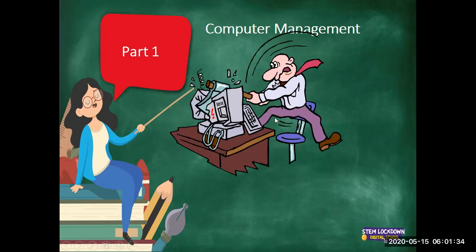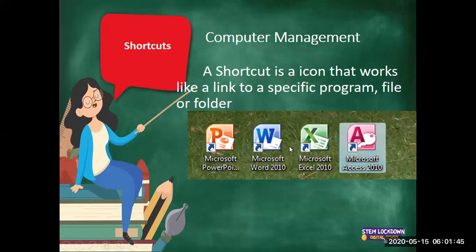Now, computer management. As you can see here, this guy is chopping his computer with an X. But here we need to know how to manage our computer. Okay, let's talk about the shortcut. What is a shortcut? A shortcut is an icon that works like a link to a specific program, file, or folder. For example, these are the files located somewhere on your operating system. Before you go directly to the location to access the program, you can make a shortcut that will just link you, to avoid wasting time looking for the program at its original location.